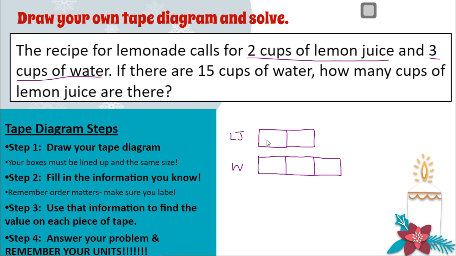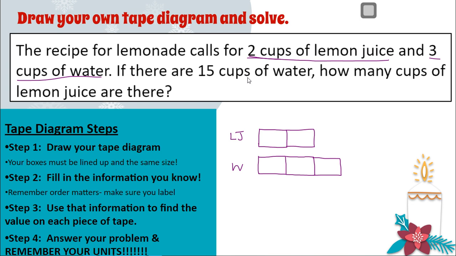Now, step 2 says fill in the information you know. Remember, order matters. Make sure you label. Well, we've already done that as we drew it. That's what's helpful to me, as I'm drawing it, I'm saying, okay, 2 cups of lemon juice. Well, I'm going to go ahead and label that lemon juice so I don't forget what that is. Okay. Now, let's read our second sentence.